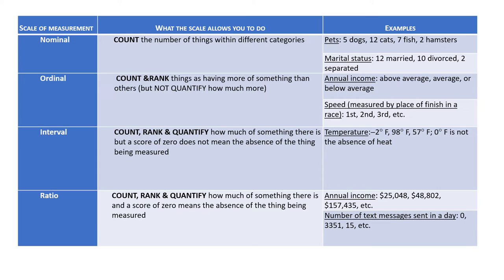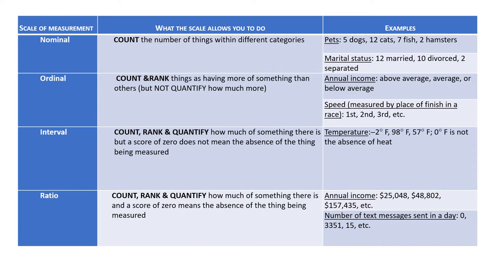It's just that everybody who's above average is up there, and I don't know how much more any one individual made than any one other individual. So I can just say this person in the above average category made more than this person in the average category, but I don't know how much more. So it ranks but does not quantify.